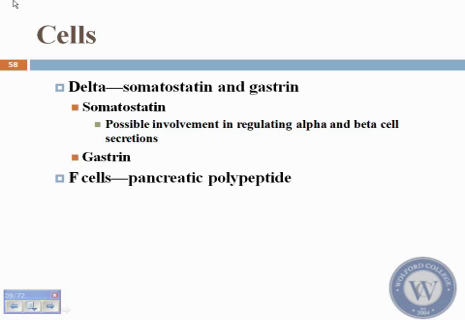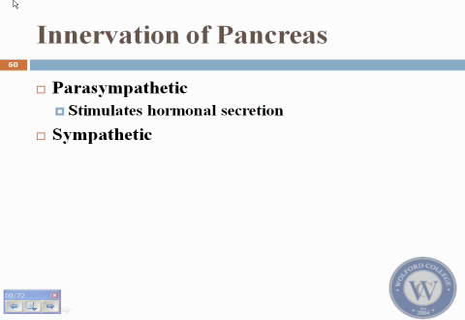F cells release pancreatic polypeptides, which are more complex, and again, we don't know their full function. What I want you to know is which ones are the beta cells that release insulin and which are the alpha cells. You really have to know that for tests. They always ask that on boards as well. Innervation of the pancreas is parasympathetic, which makes sense. It's most likely the vagus nerve. The reason it makes sense is because the pancreas is part of digestion.